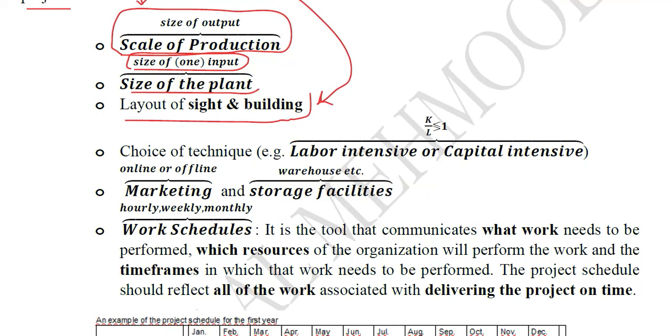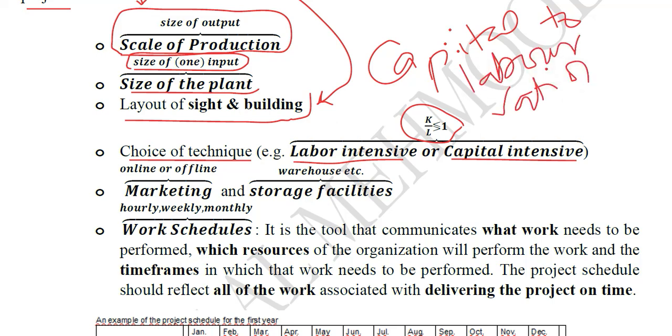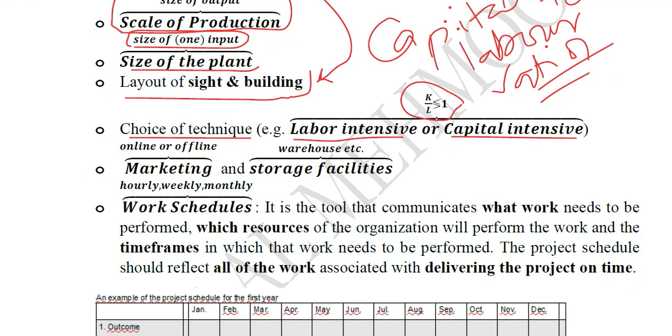Then choice of technique is something that is related to economics as well, that should we use more labor in the production process or more of the capital. In our economic terms, it is K over L, that is capital to labor ratio. And what we are trying to answer is if we are going for more of labor as compared to capital or vice versa. So this is another important question that we need to ask ourselves in the technical aspect.